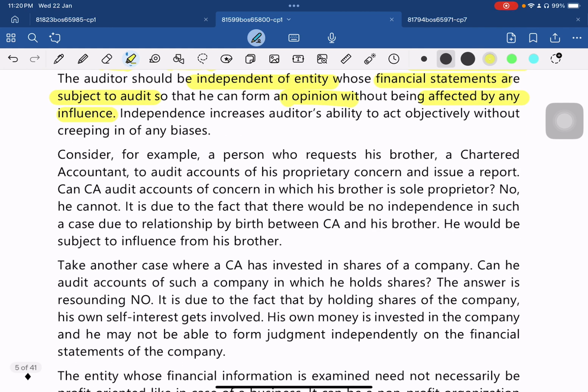Consider, for example, a person who requests his brother, a CA, to audit accounts of his proprietary concern and issue a report. Can the CA audit accounts of a concern in which his brother is sole proprietor? No, he cannot. Because there is a relationship by birth between the CA and his brother. He will be subject to influence from his brother.